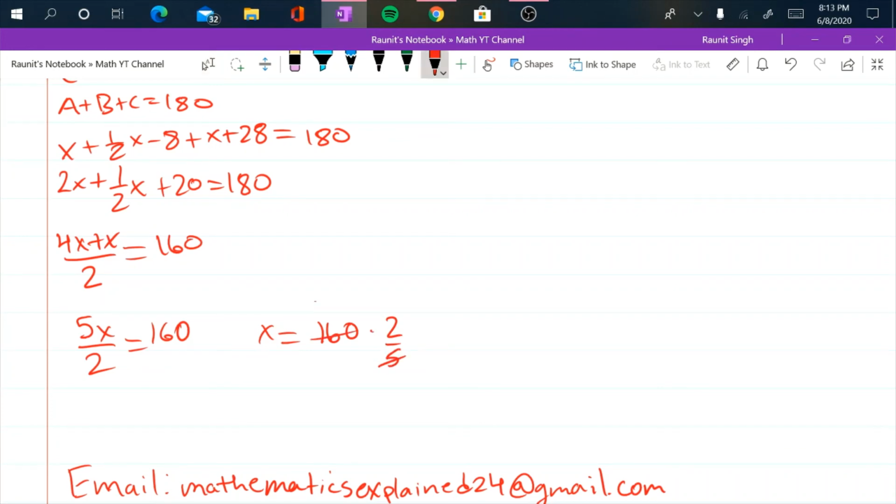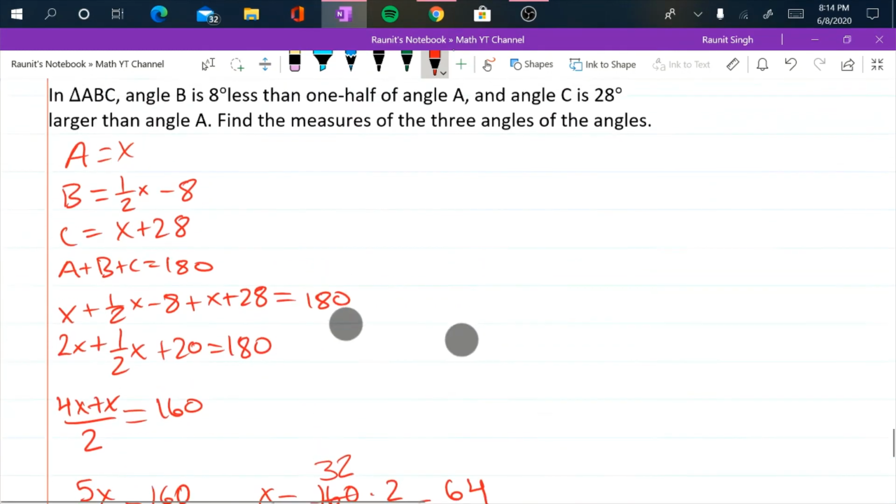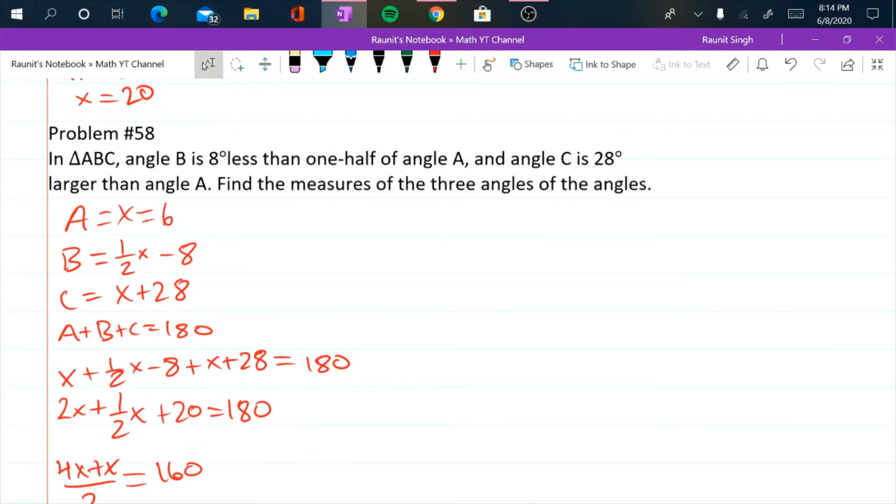That is equal to 32, 64. So x equals 64. So 1/2 of x is 32. 32 minus 8 is 24. And then 64 plus 28 is 92.